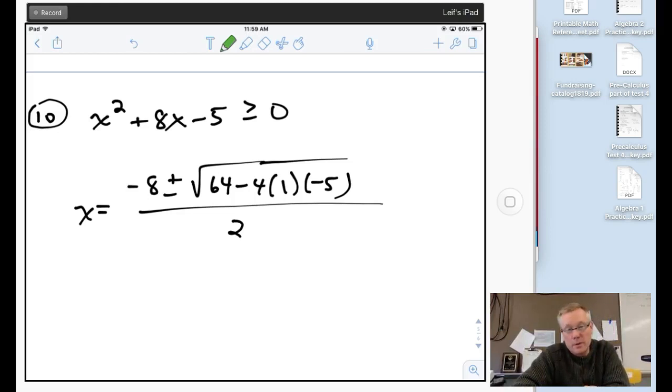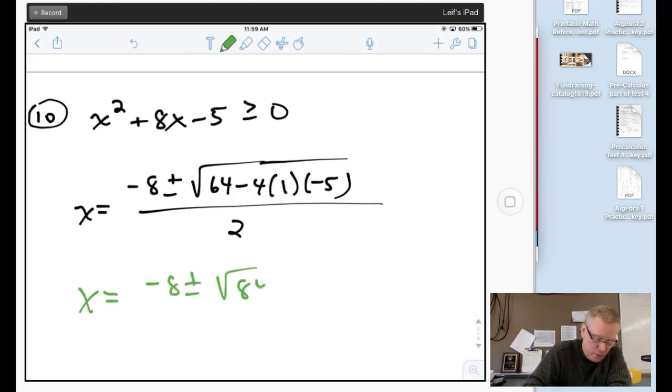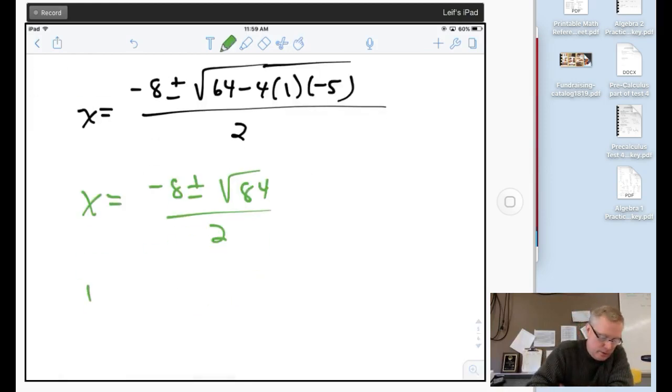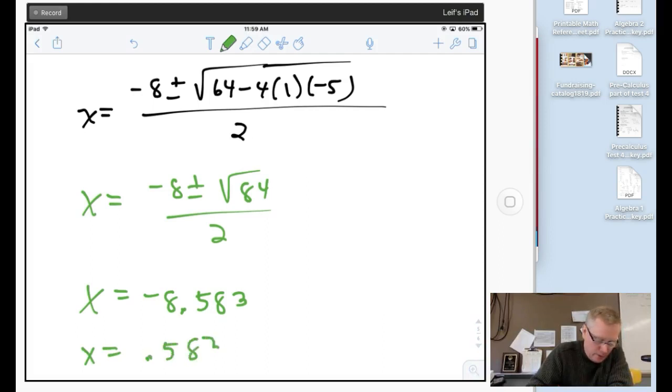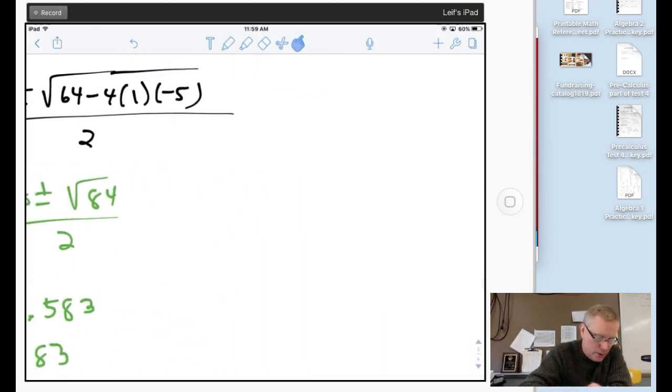And I'm doing quadratic formula. Okay, I can still find the values. They're just not going to be whole numbers. All right. So if I actually solve this out, you get -8 plus or minus the square root of 84 if you do that whole thing out. A is 1, B is 8, C is -5, negative B plus or minus square root of B squared minus 4AC all over 2A, quadratic formula. And if I do that out, I get the decimals. I get either x equals -8.583 or I get x equals 0.583.